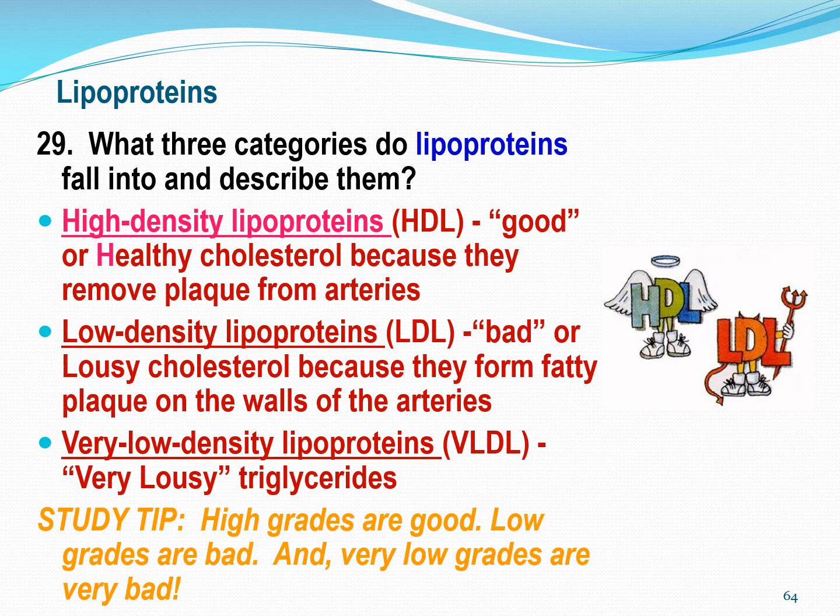So we have three categories of lipoproteins, okay? We have high-density lipoproteins, HDL, which is good or healthy cholesterol because they remove plaque from the arteries, right? Then we have low-density lipoproteins, LDL, bad, or lousy cholesterol because they form fatty plaque on the walls of the arteries. And then we have very low-density lipoproteins, which is very lousy, right? Triglycerides. So a study tip: high grades are good, low grades are bad, and very low grades are very bad. So make sure you understand your three different lipoproteins, which one is bad and which one is very bad.